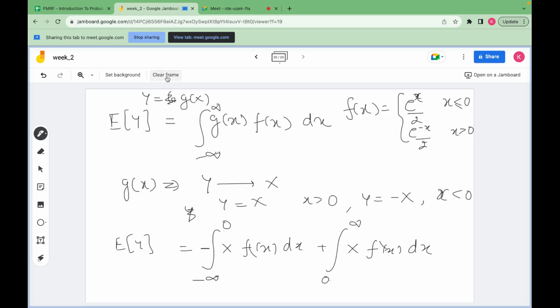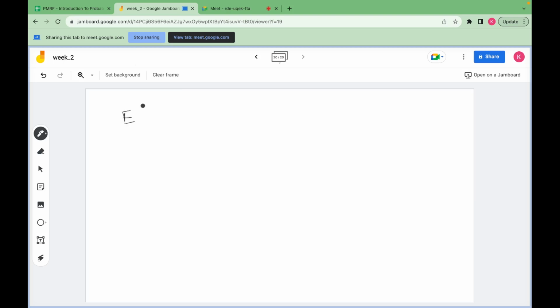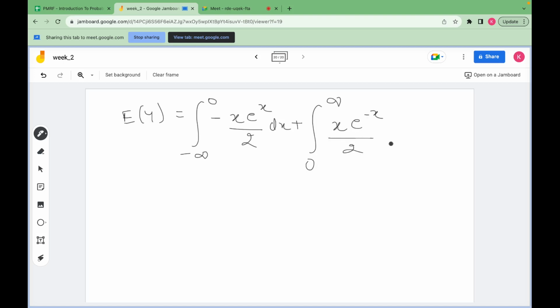Okay, so it will become, from minus infinity to 0, minus x e to the power x by 2 dx, plus 0 to infinity x e to the power minus x by 2 dx. So on solving this whole equation, you will get 1. Okay, this value comes out to be 1 by 2, and this value comes out to be 1 by 2.